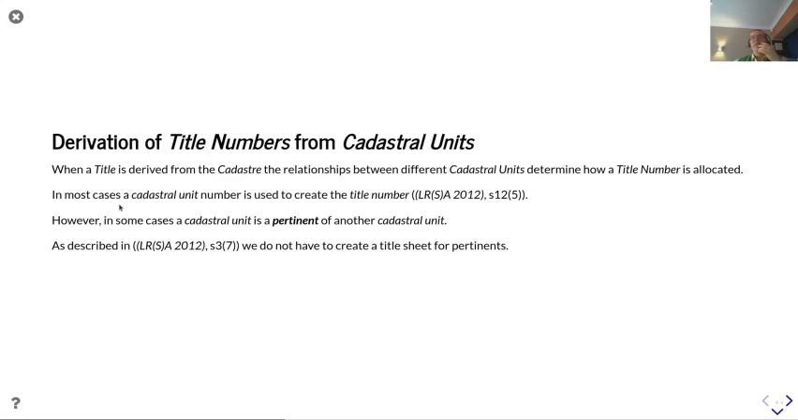When a title is derived from the cadaster, the relationship between different cadastral units determines how a title number is allocated, as we've just seen from the relative plot sides. In most cases, a cadastral unit number is used to create the title number. Nice and simple. However, in some cases, a cadastral unit is appurtenant of another cadastral unit. So, as described in section 3.7, we don't have to create a title sheet for appurtenances.